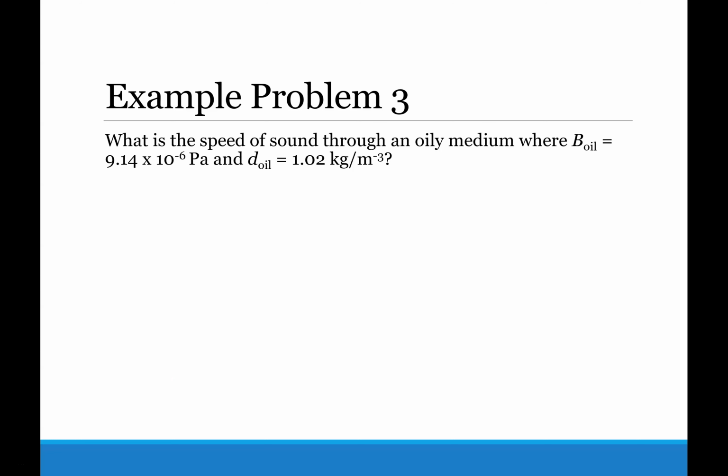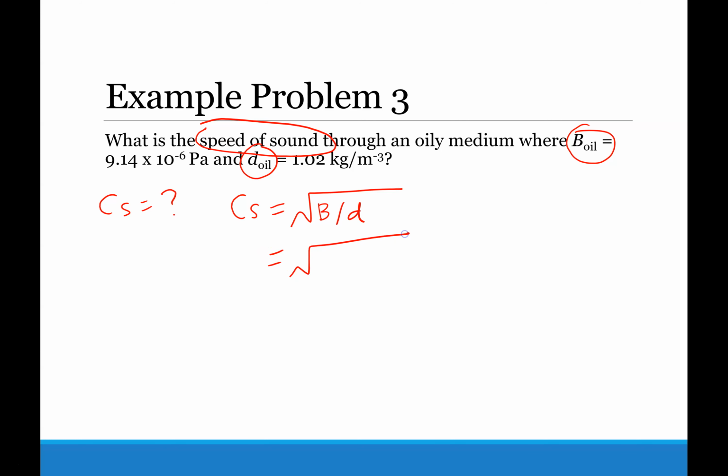Example problem 3 asks us for the speed of sound, so we're looking for c_s. It gives us a bulk modulus and a density. So we know the formula we're going to be using is c_s equals the square root of the bulk modulus divided by density. At this point we can fill in what we know here.